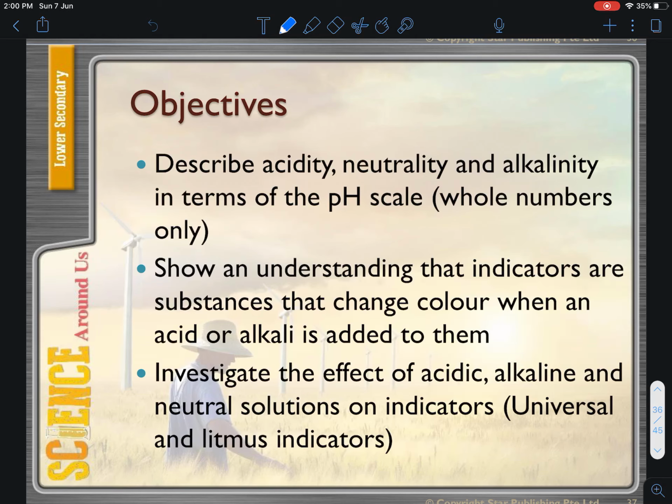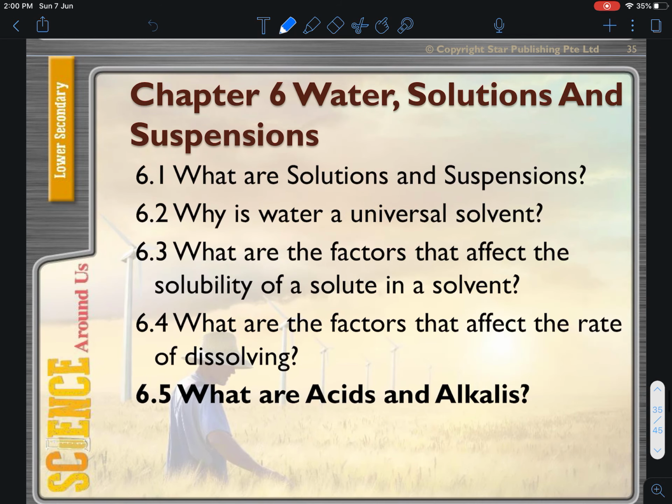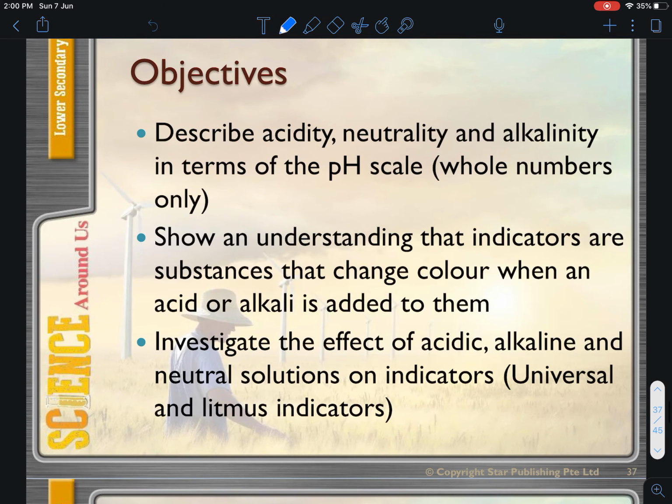Hi everybody, today we'll be talking about acids and bases, a continuation of our previous chapter on water, solutions and suspensions. Under this segment, we will first be describing acidity, neutrality and alkalinity based on the pH scale. The pH scale is basically a set of numbers that tells us whether a particular solution is acidic, neutral, or very alkaline.